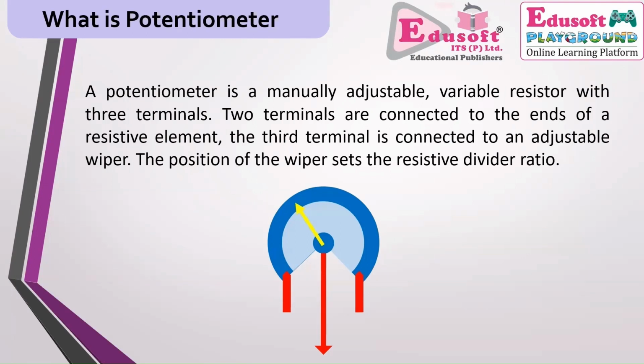And the third terminal is connected to a movable wiper. You can see here the yellow one. This is the movable wiper, and this is the knob or slider. With the help of this, we can rotate, and the wiper rotates on this resistive element. The adjustable wiper is connected to the third terminal and moves along this resistive element. So this is the resistive element, and these two terminals are connected with it, and this wiper also rotates or moves on this resistive element.